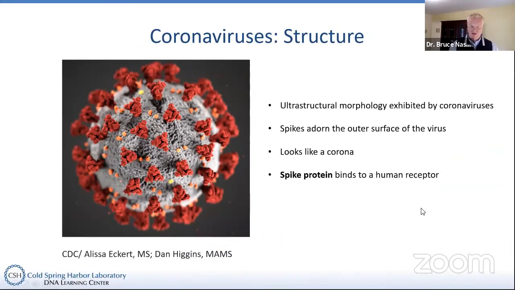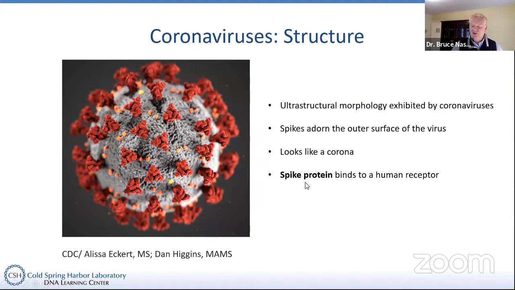So here's a pretty famous image. I think you may have seen this on the news and many other places. This is an image of a coronavirus. It was produced by the Centers for Disease Control, and it's very, very pretty, which is why it shows up in so many places. I just wanted to point out that the spikes on the outside are spike proteins. It looks like a corona, the fiery thing around a solar eclipse. So that's why these viruses are called coronaviruses.